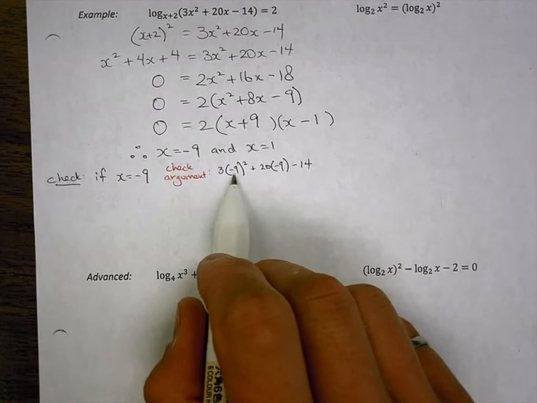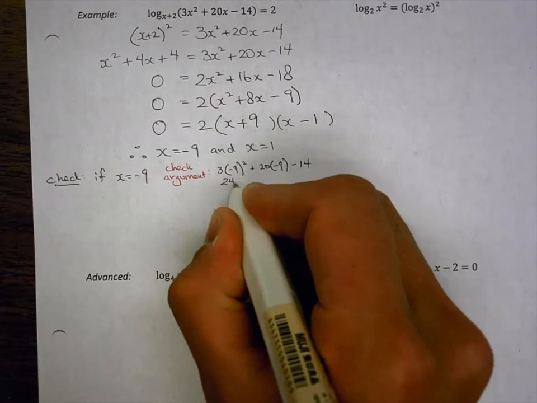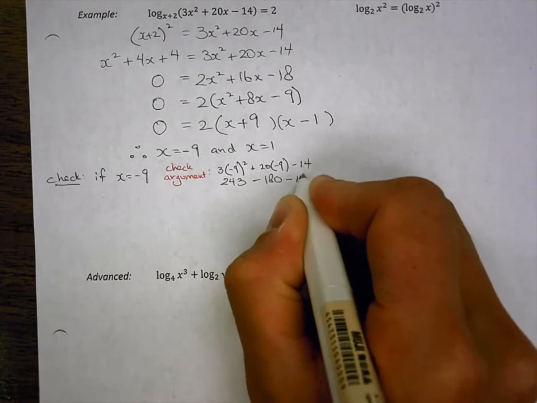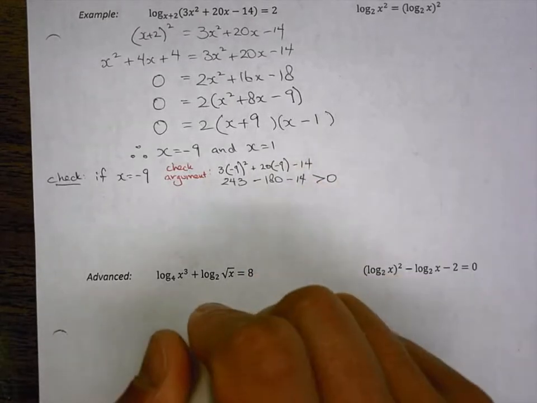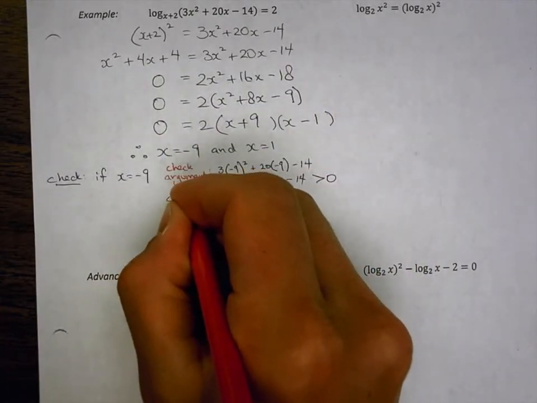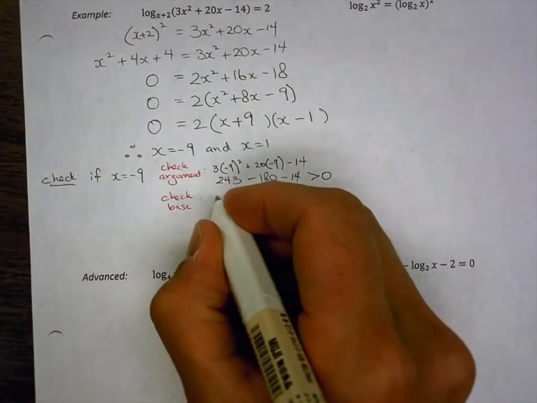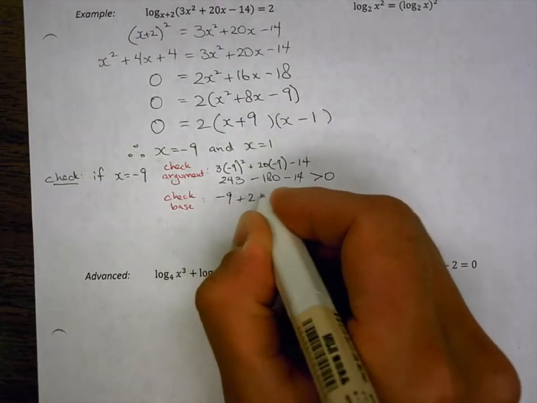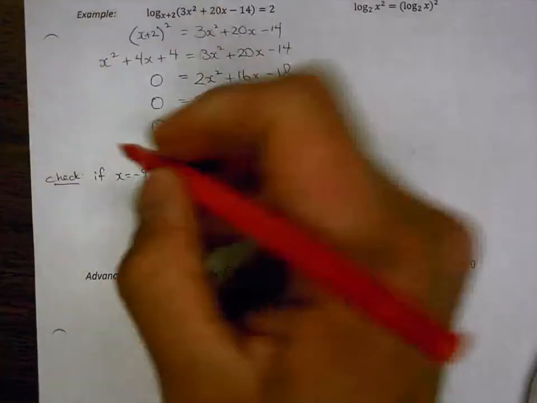Okay, so 9 times 9 is 81, times 3 is 243, minus 20 times 9, which is minus 180, and minus 14. I'm not going to do the math because I know that the positives are going to win out, so that's okay. Let me check the base. That's this part here, x plus 2. So it's going to be negative 9, which is what x is, plus 2. That gives me a negative number, less than 0, so it does not exist. So there's a problem there. This is invalid.